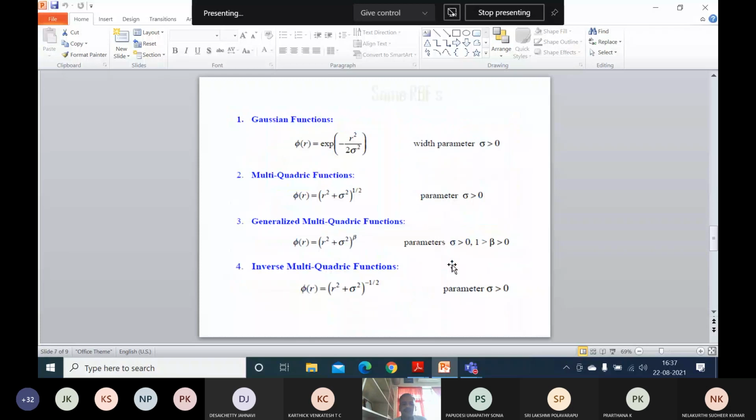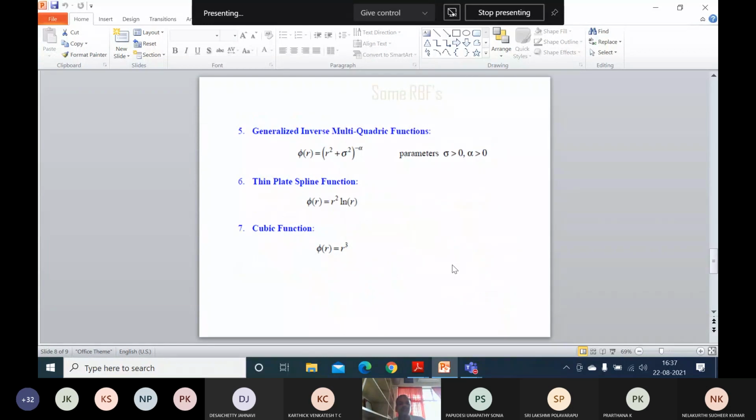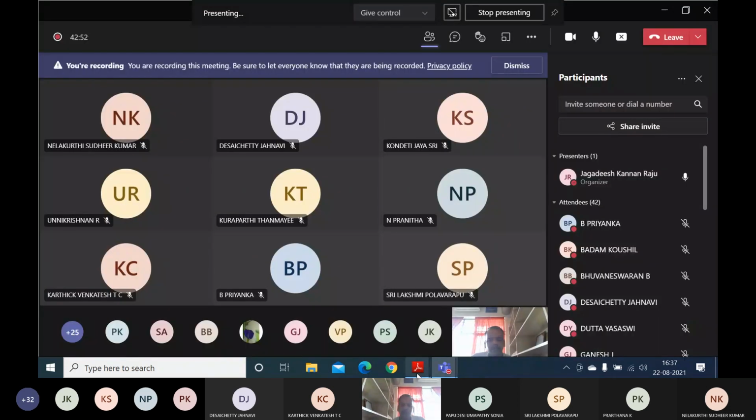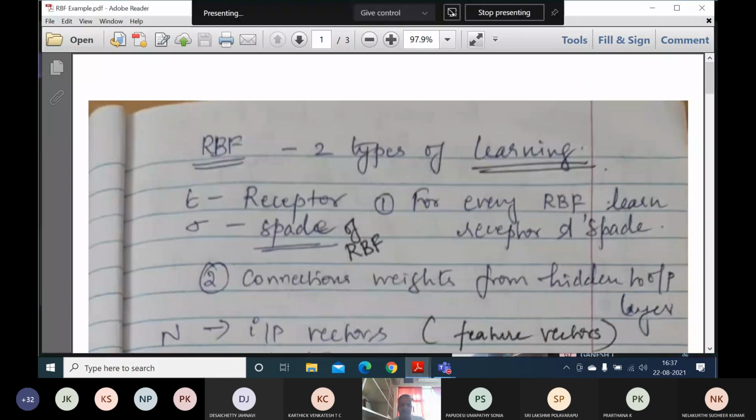Learning methods we know, and these are the various functions we use: Gaussian functions, multi-quadric function, generalized multi-quadric function, and inverse multi-quadric function. The multi-quadric function monotonically increases and the Gaussian function monotonically decreases. These are some of the RBFs we are going to use for various applications. We will go to the problem directly, then you may be able to understand.